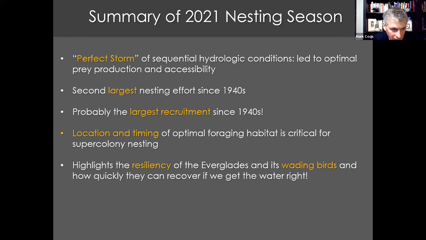And then finally, what we're observing here just highlights that we have hope. The Everglades and the wading birds are resilient. If we can get these kind of hydrologic conditions back again, these wading birds will return. And I think that's really the take-home message and what's so important about what we're seeing here.